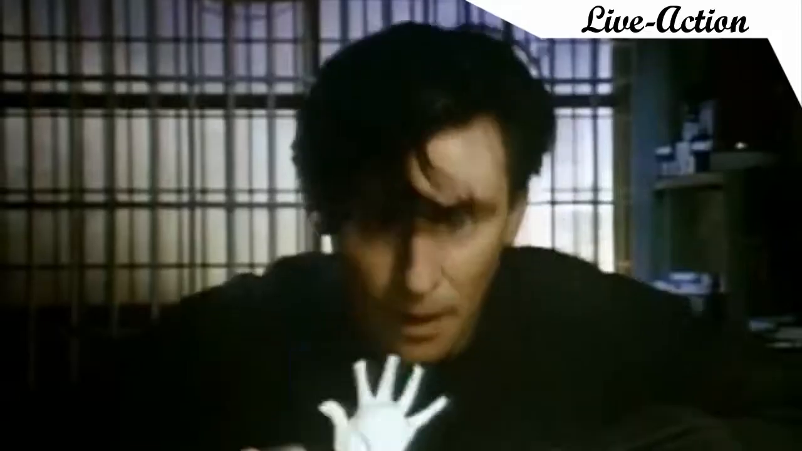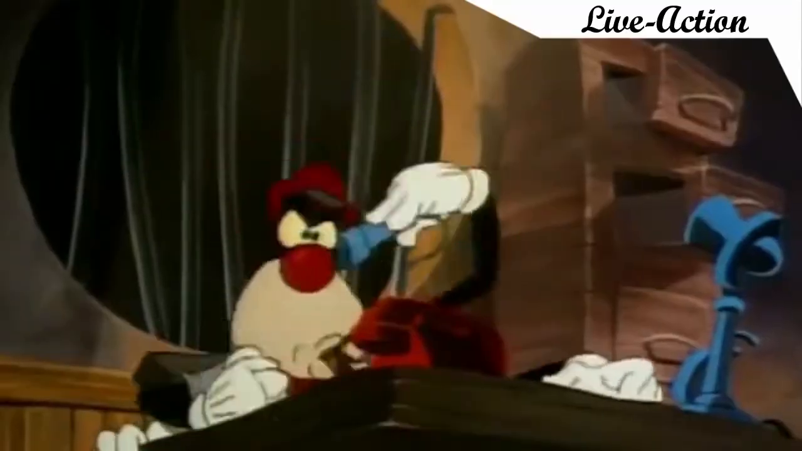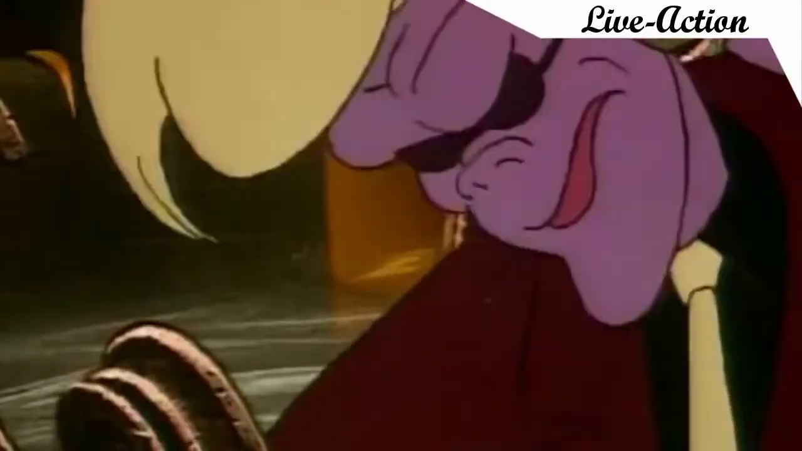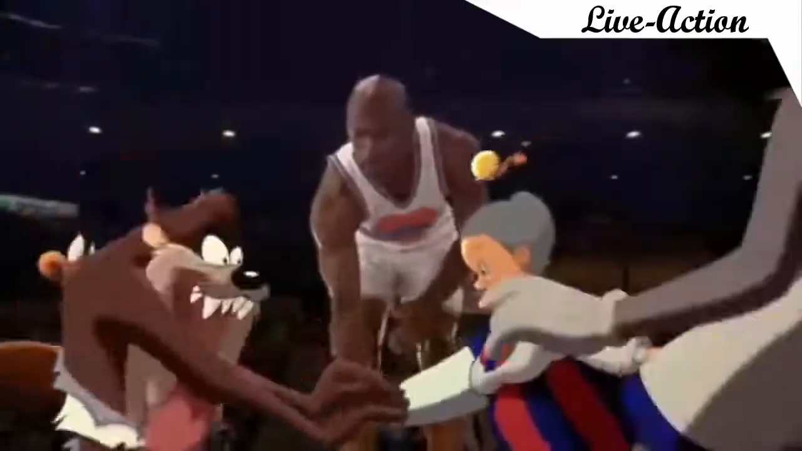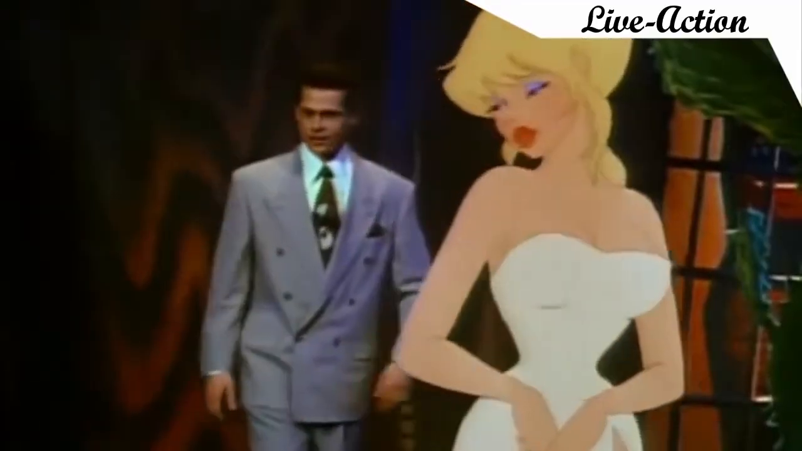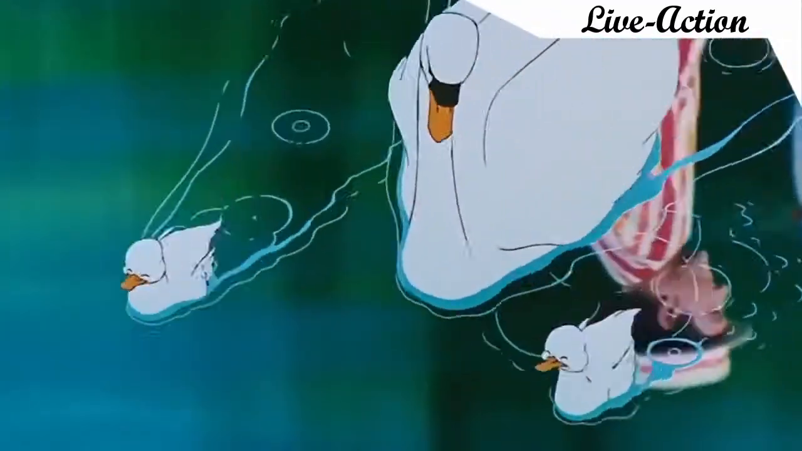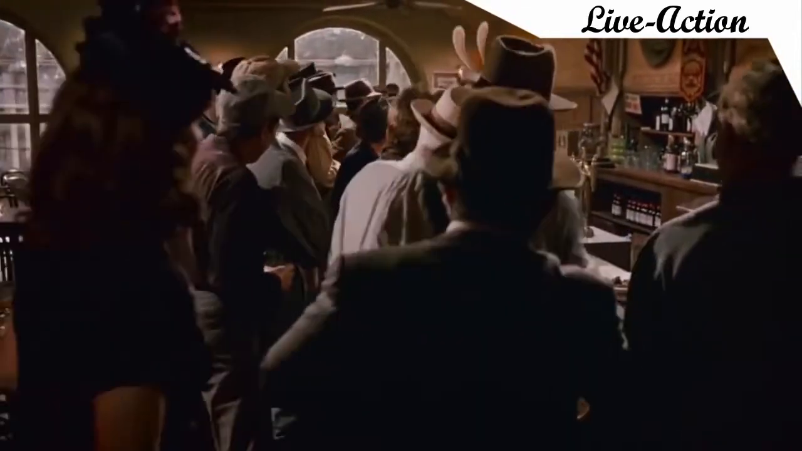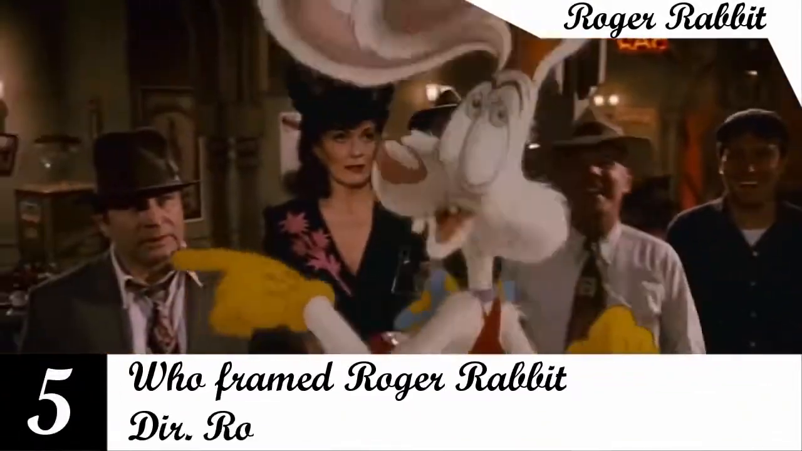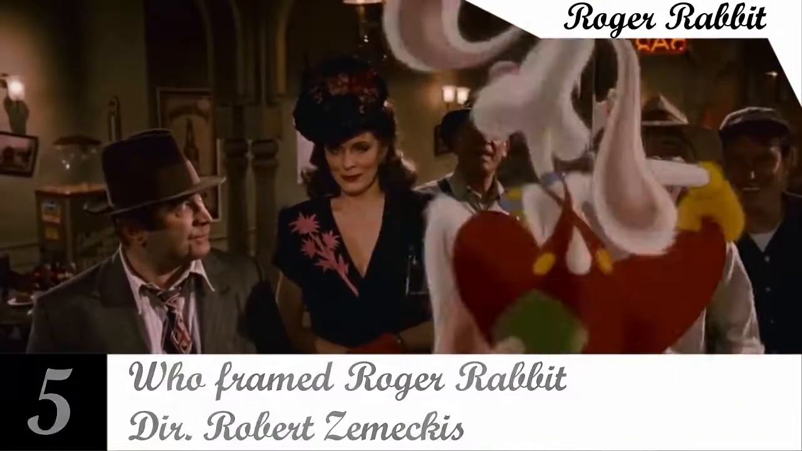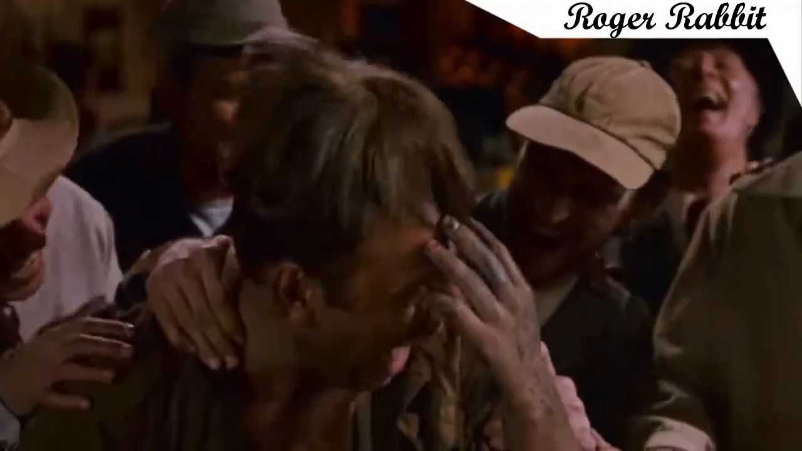But the kind of film that we want to talk about here is the one where animated characters interact with live characters. Films such as Space Jam, Mary Poppins, and the best example of such a film is a film called Who Framed Roger Rabbit. Please watch some segments of this film, and I hope you will like it.